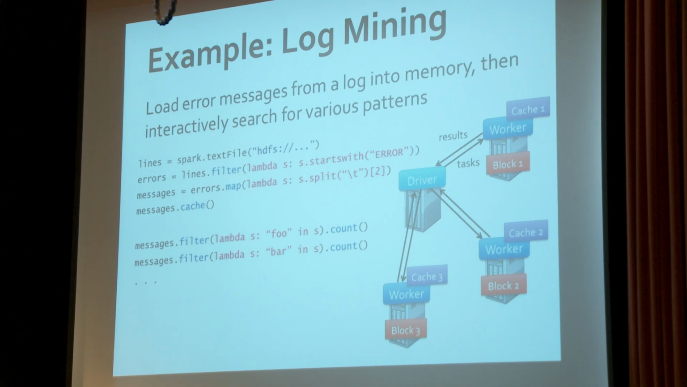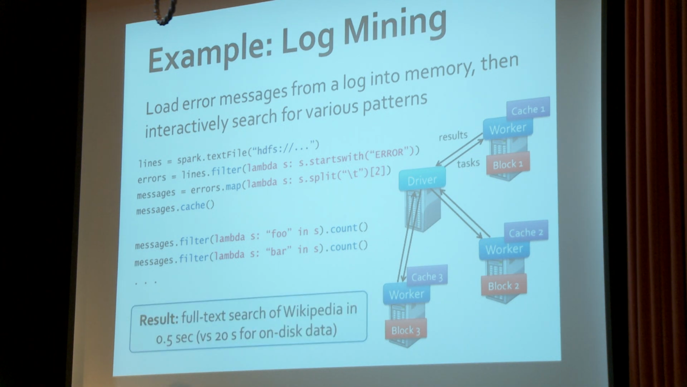So just to give you an idea of the difference this makes and how interactive it is, one of the tests we do is a full text search of Wikipedia on 20 machines. Wikipedia is not that huge. It's about 60 gigabytes, but it's still something that, if you're working with the data from disk and certainly on a single machine, takes a long time to go through. So if you do this with on-disk data on a cluster or with Hadoop, it takes about 20 seconds to do a full text search. If you do it with Spark with in-memory data, it takes about half a second.